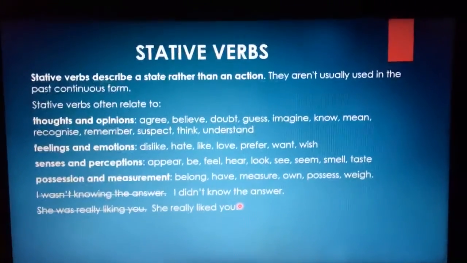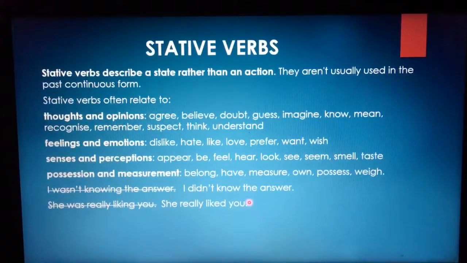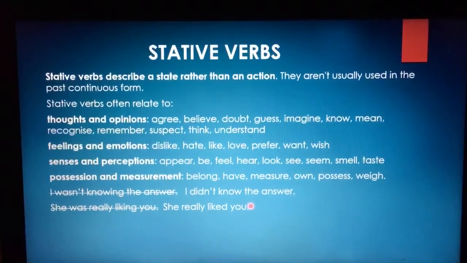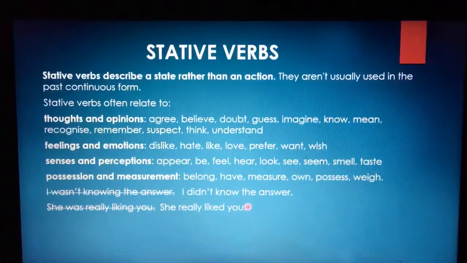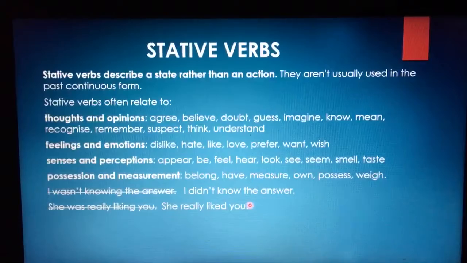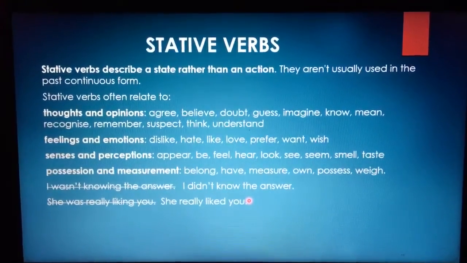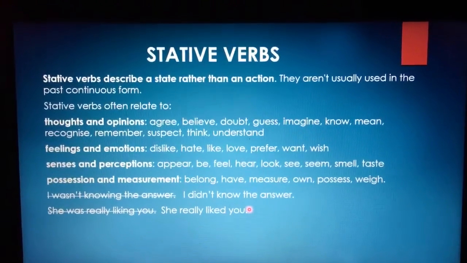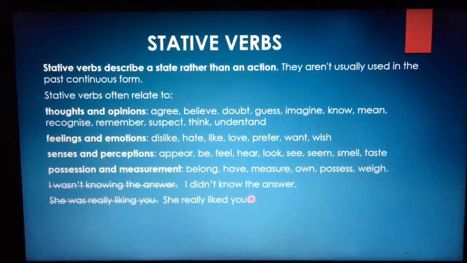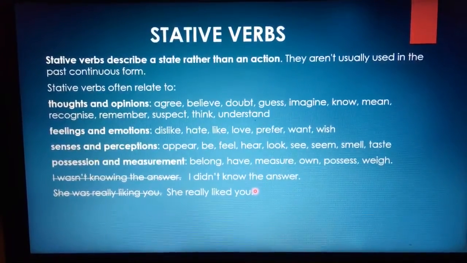Now it's important to talk about stative verbs. And what are those? Stative verbs describe a state rather than an action. They aren't usually used in the past continuous form. It's very important to understand that these verbs are different than most verbs, because most verbs describe something that happens, or in this case something that is happening, an action. But here with stative verbs we're describing something a little bit different.